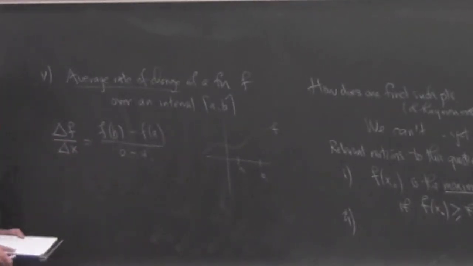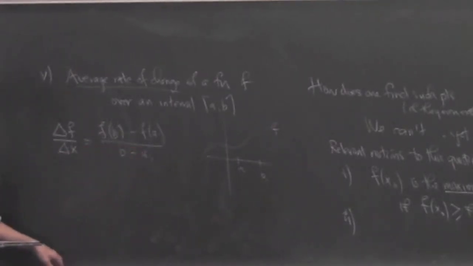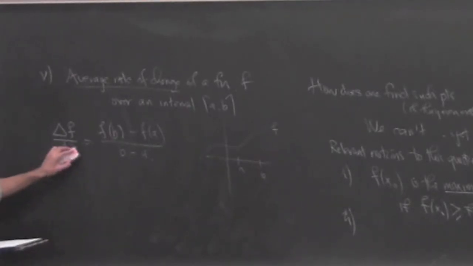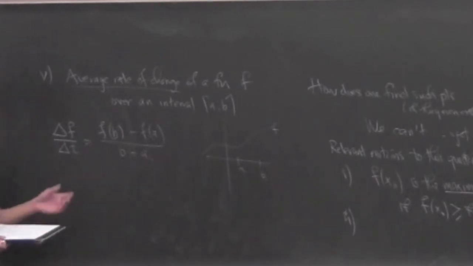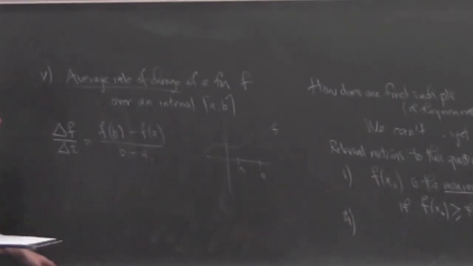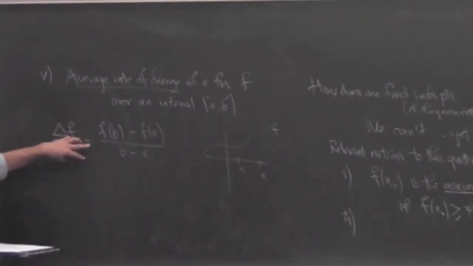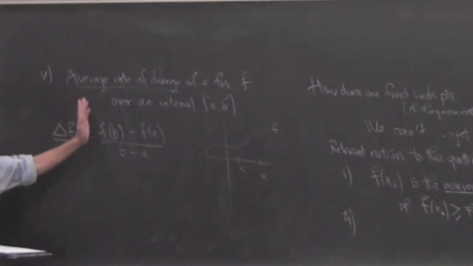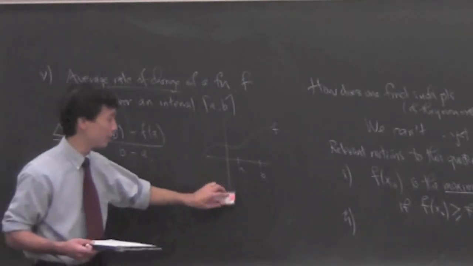If x is your independent variable. But I like to think of this as time. So it's the change in the function divided by the change in time, the average rate of change. Because if you're talking about a rate, it generally has to do with time. It's maybe easiest to think about it as dealing with time.